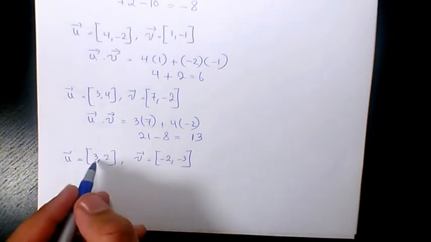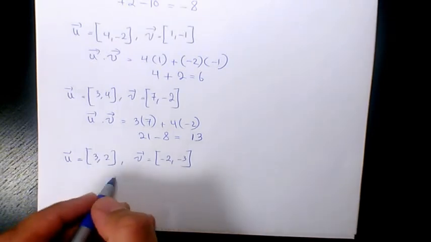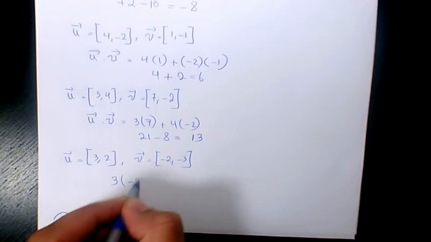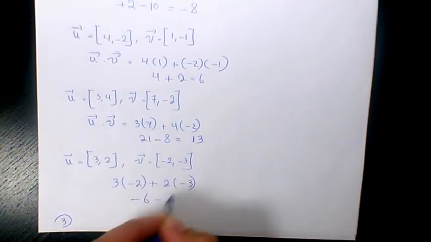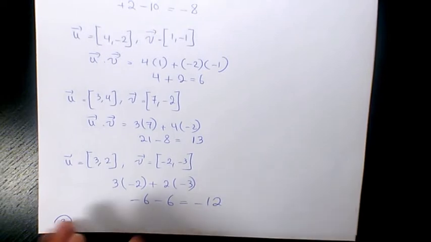Next one, we have 3, 2, negative 2 and 3. So it's 3 times negative 2 plus 2 times negative 3. It's going to be negative 6 and negative 6 is going to be negative 12.